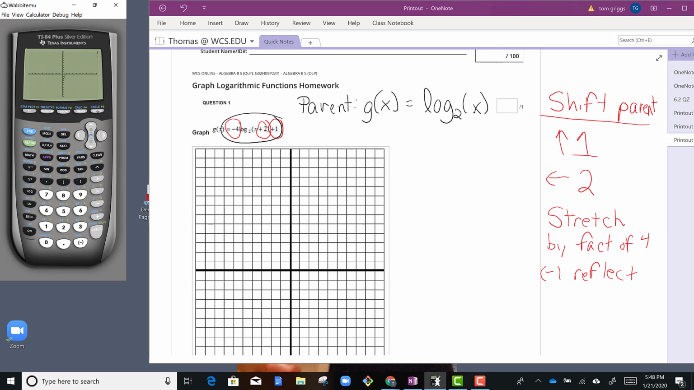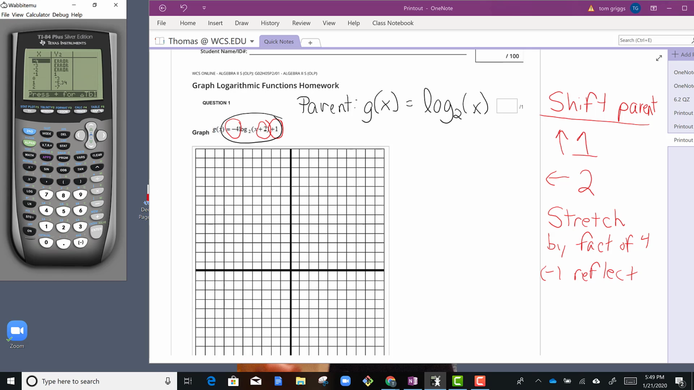Real quick, let's graph that and see what it looks like. This is what's getting shifted up 1, left 2, stretched, and reflected. So now let's type in the transformed function. So it's a -4, then we go to log base 2, x plus 2, and then +1. And then really we can see that transformation happening. So it got reflected and then shifted left 2 and up 1. Clear out the parent so we can just see the actual function we're looking at.